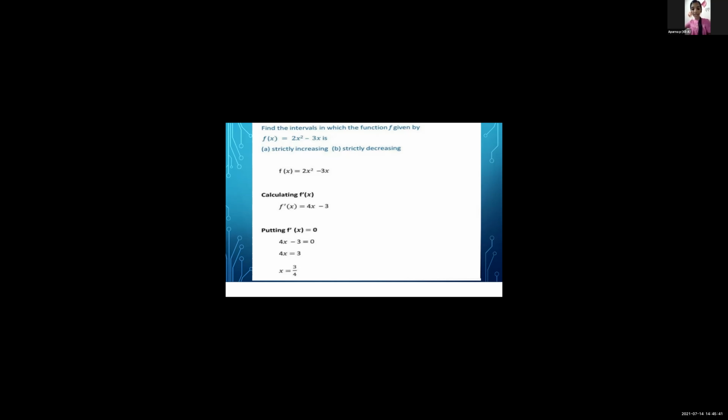Now in this question, we have to equate it to 0. That is, we have to equate f dash of x is equal to 0. We have found f dash of x already, that is 4x minus 3. So 4x minus 3 is equal to 0, in which 4x is equal to 3 and x is equal to 3 by 4. We got the value of x as 3 by 4.